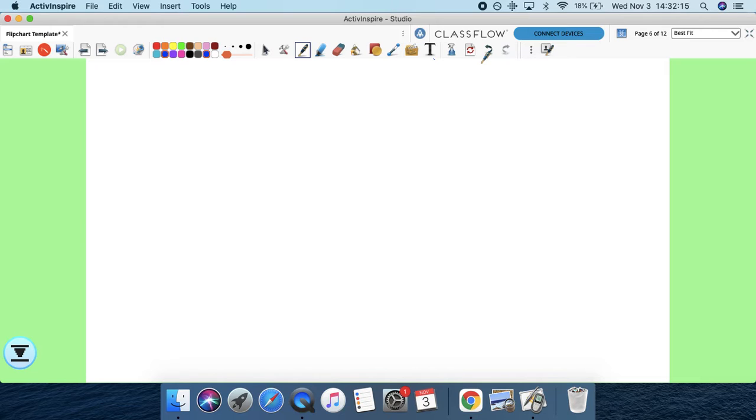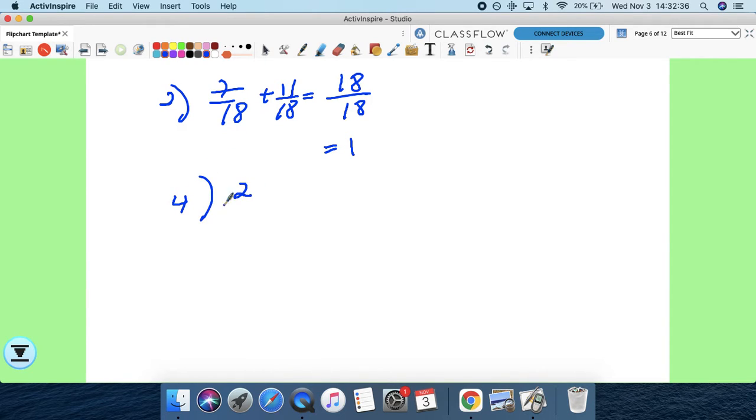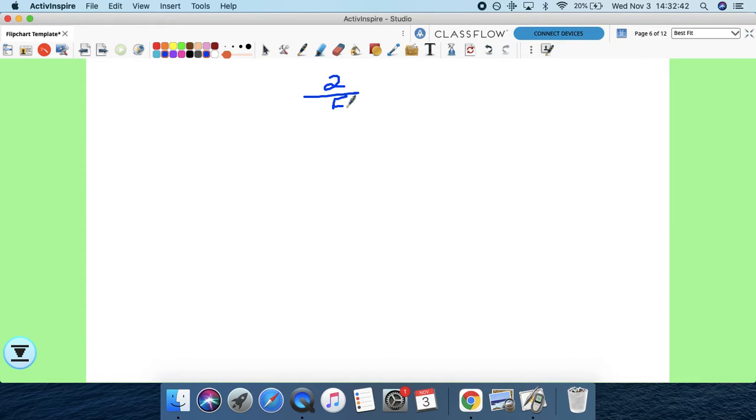I think I did this backwards. I hope not. So the even numbers, number 2, 7 over 18 plus 11 over 18. It's 18 over 18, and that can be just 1. Number 4, 2 over 5 plus 7 over 15.